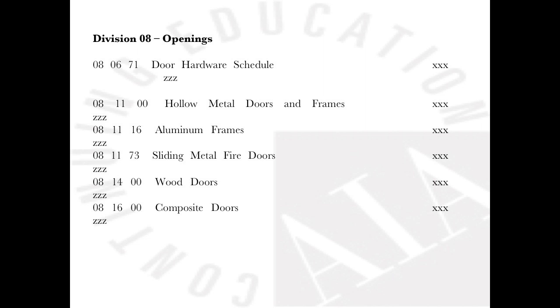I'm going to use hollow metal doors and frames. So right now, this is just what the master table of contents looks like. I may not have all those sections. I might have all of them. Who knows? But there's nothing there. There's no question there. It's basically, do you have hollow metal doors and frames, or not?